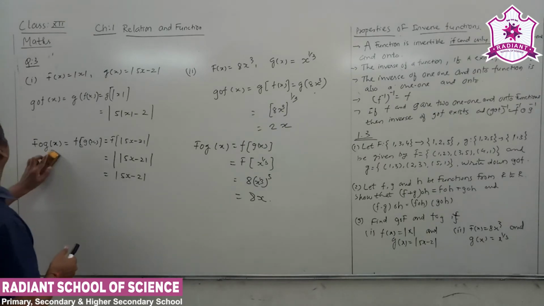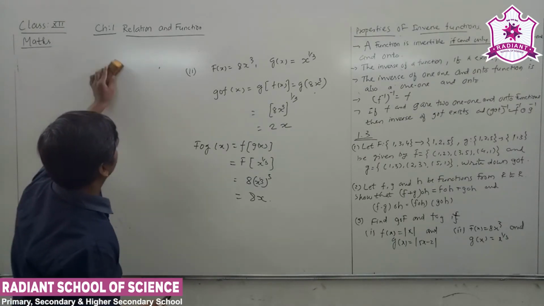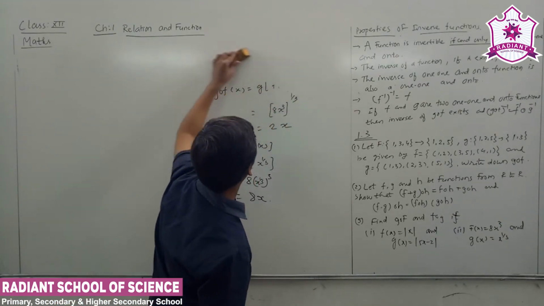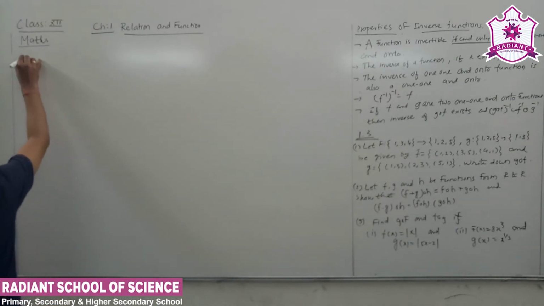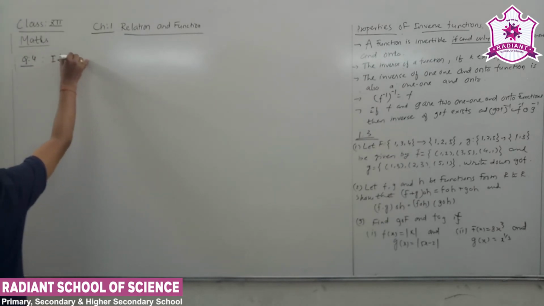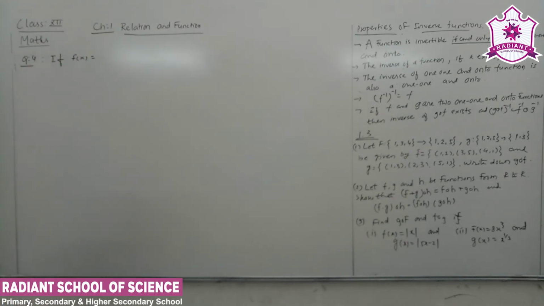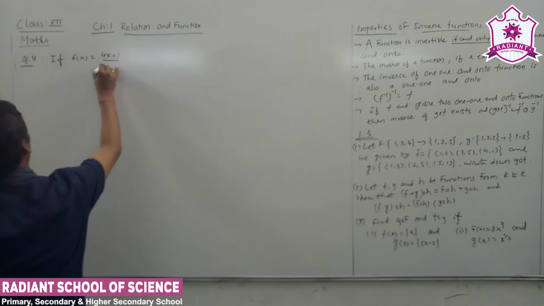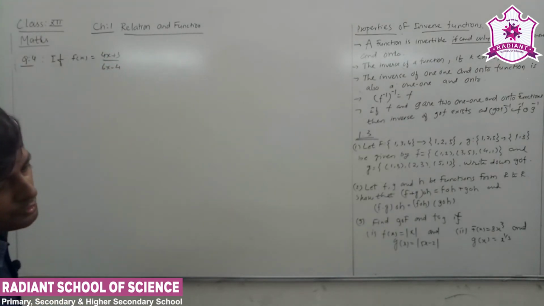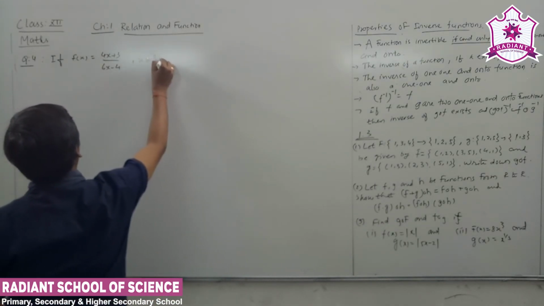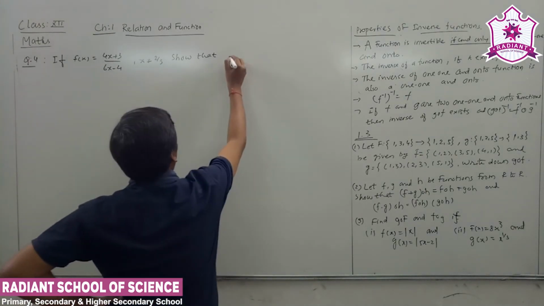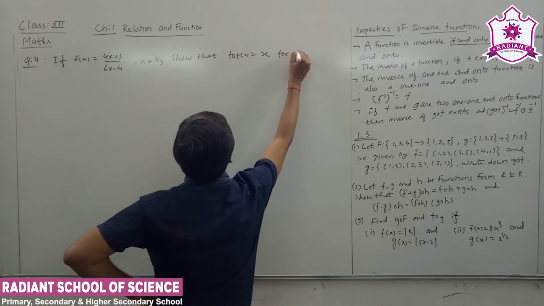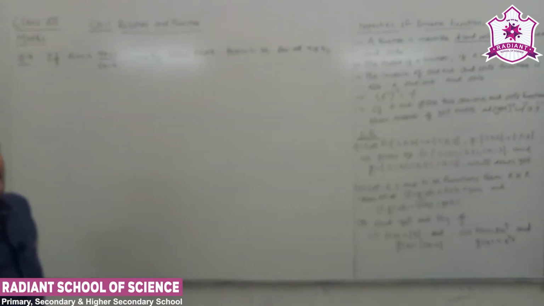If f of x is equal to (4x plus 3) upon (6x minus 4), where x does not equal 2 by 3, then show that f of f of x is equal to x for all x not equal to 2 by 3, other than that for all x.